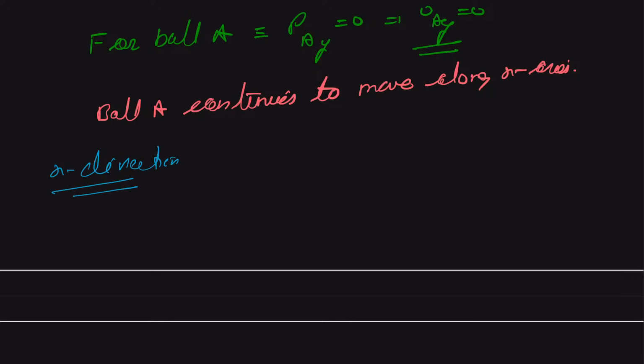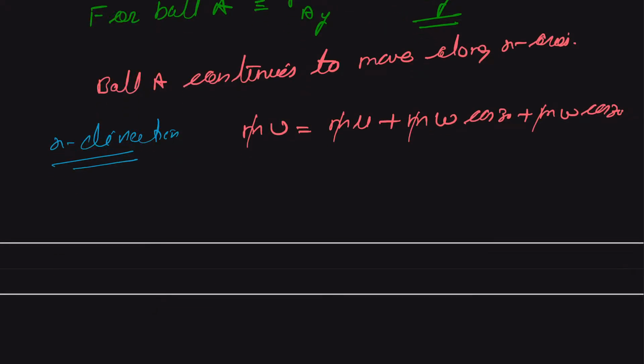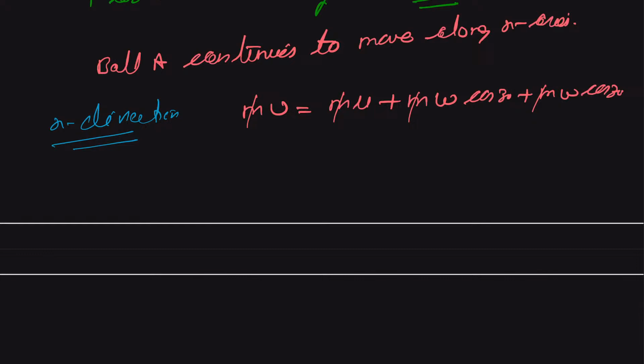Now we come to the x direction. Initial momentum will equal final momentum. Initial momentum was m times v, and final momentum is mu plus mW cos 30 plus mW cos 30, and the m cancels throughout. Therefore, from here we can write that v is equal to u plus square root of 3 times W.